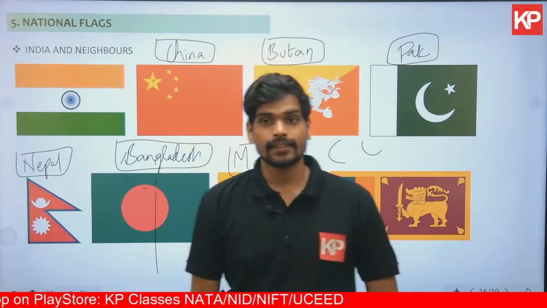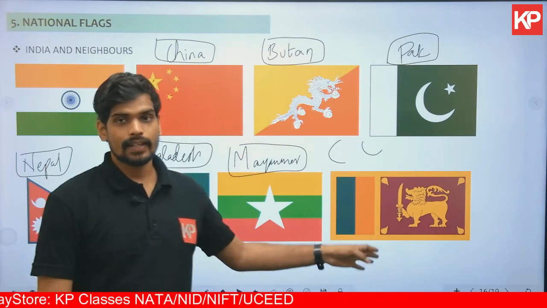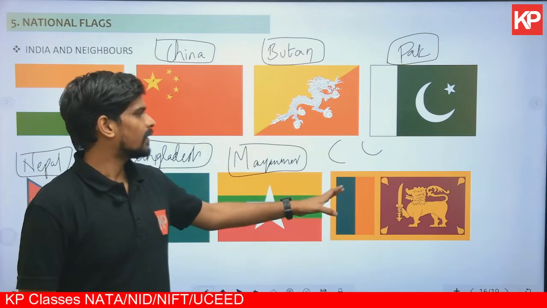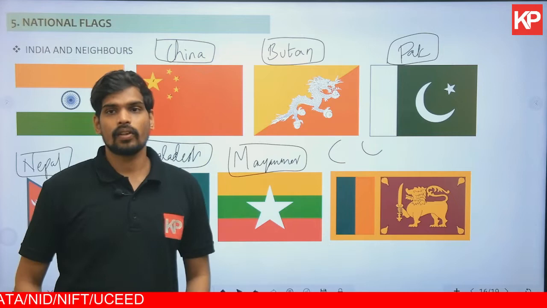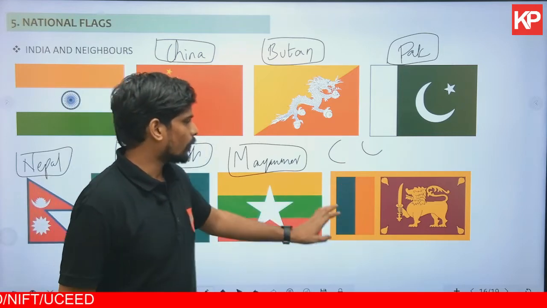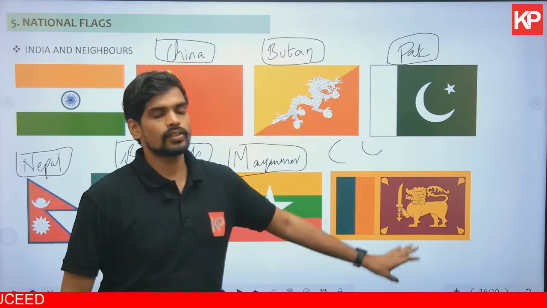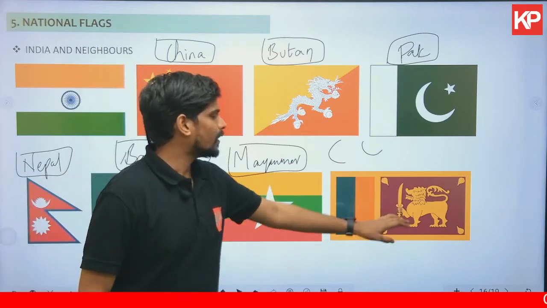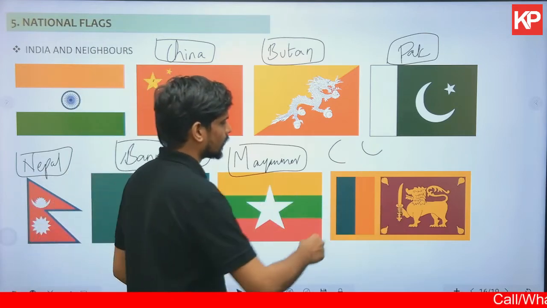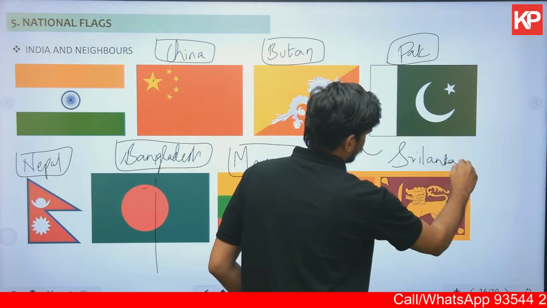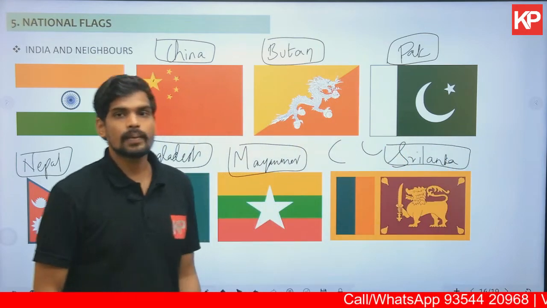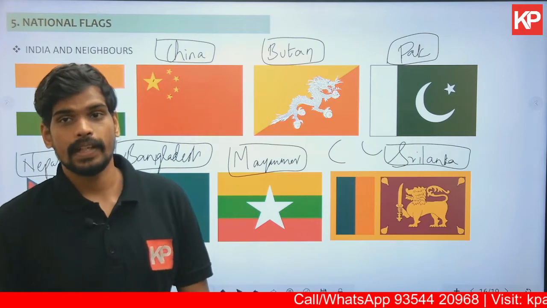Last one is the 7th neighbor of India. It has a maritime border with India, and this is the flag of Sri Lanka, which has three colors represented on it, with a yellow background obviously. So yellow background and then three colors. So total there are four colors, with a lion represented holding a sword. This is the Sinhala flag or Sri Lanka flag. So these are some important flags of the neighbors of India you can remember.